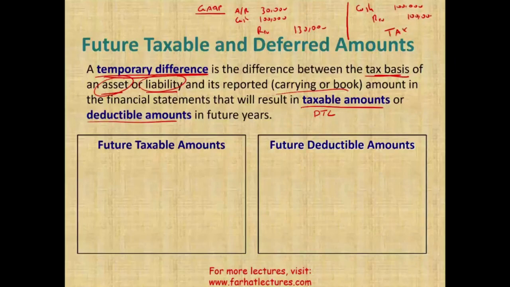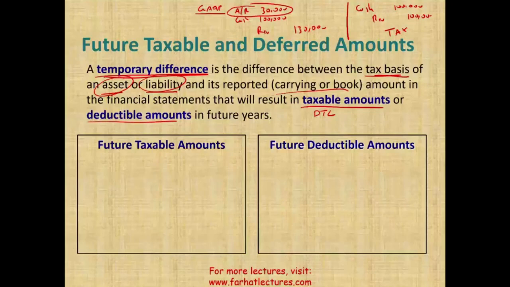Now, what is the difference between these two? The difference is the accounts receivable. The accounts receivable is an asset, so I don't have the asset for tax purposes. So I have a basis. I have a carrying value of an asset of $30,000 that's going to do what? That's going to reverse down the road.